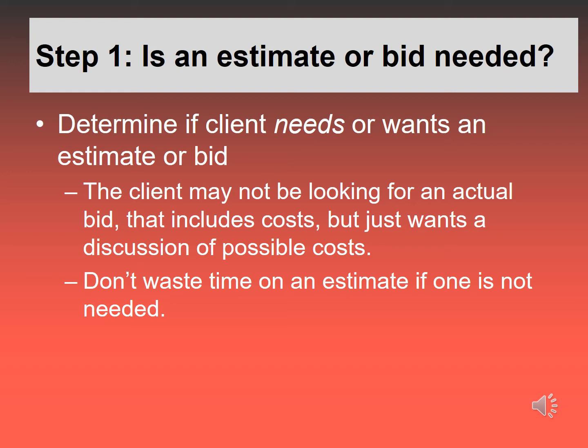So if you're going to go straight to a bid, the person says they want to have you bid out the job for whatever amount, then you want to know that right away. But if they want an estimate first, you can give them that. If they just want to talk about the job and not have an estimate or a bid, that's possible too. So like it says here on the bottom, don't waste time on an estimate if one is not needed.